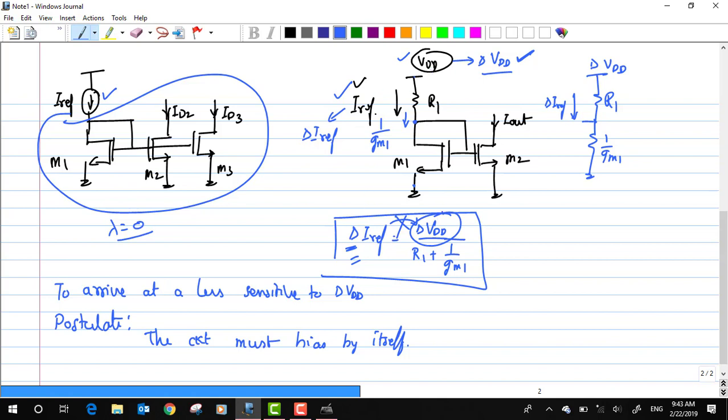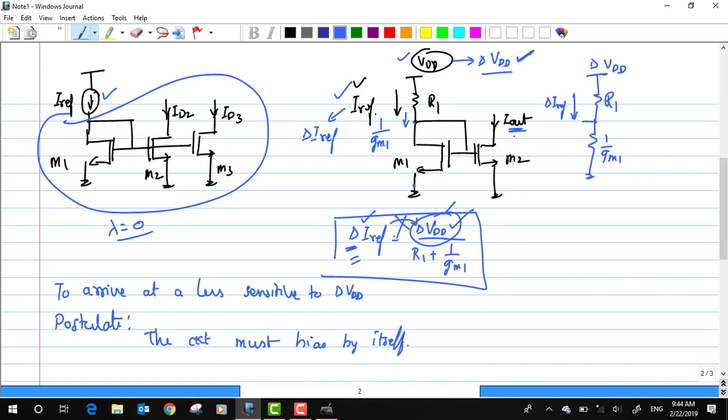When there is a change in my supply, this in turn creates a change in my reference current. So somehow we have to break this rule, and I have to make sure that this I reference, rather than depending on this VDD, is generated out of the circuit itself. So the circuit seems to be pretty simple. By itself, what I really mean is I want to generate this I reference.